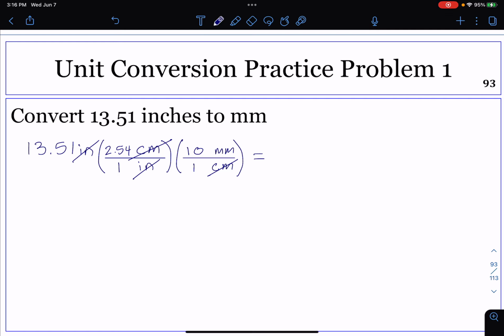So we're going to multiply. Imagine little multiplication symbols in between each and every one here, or just put these all in parentheses. Remember, with math, if you put everything in parentheses, then you're going to multiply all of them. So you're going to take out your calculator and you're going to multiply 13.51 times 2.54 times 10, and we'd get just the unrounded numbers, 343.154.